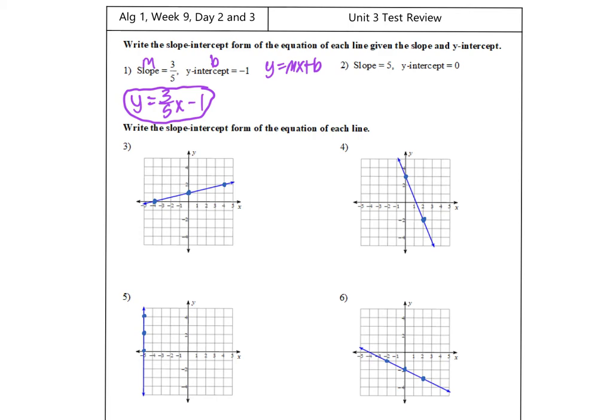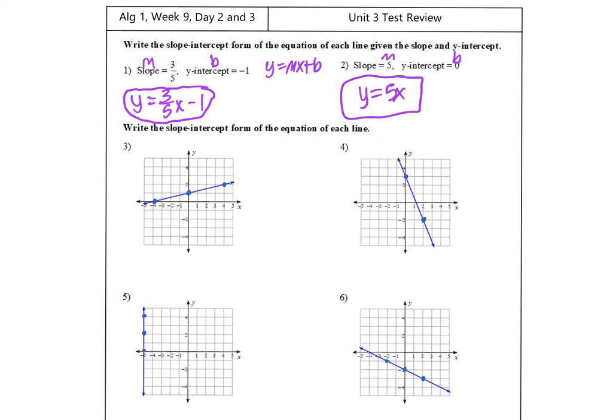This next one, the slope is 5, so that's m. The y-intercept is 0, which is b. Well, that means that I would do y equals 5x, and I can put a plus 0, or I can just do y equals 5x, and I would consider both of those to be correct.